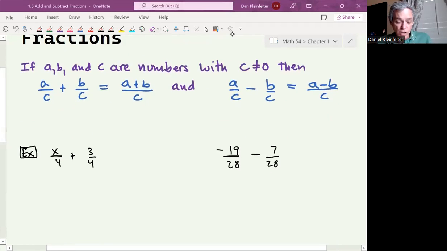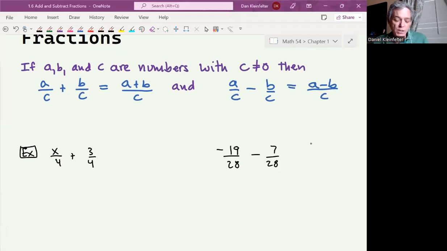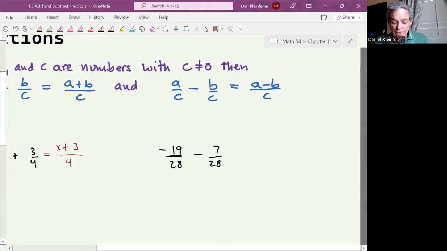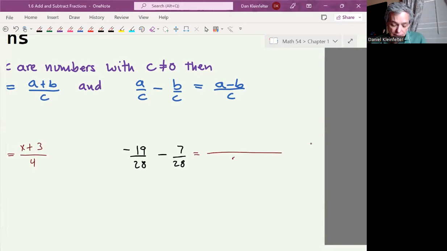Okay, so let's try it. So first, we'll have x over 4 plus 3 over 4. We're going to keep the 4 on the bottom, and the top is just x plus 3. Okay, so that's it. In the next one, we have negative 19/28, and we're going to subtract from it 7/28. So we'll keep that same denominator of 28. And then in the numerator, the top, we'll have negative 19 minus 7. So negative 19 minus 7 is negative 26.